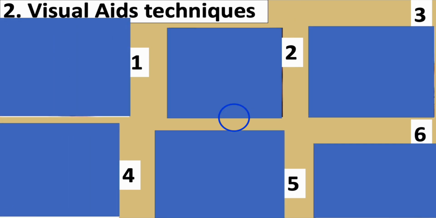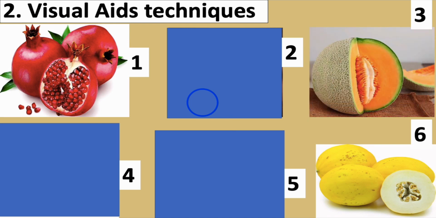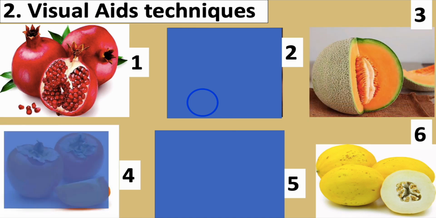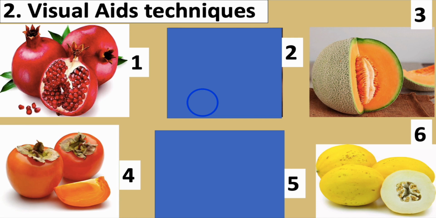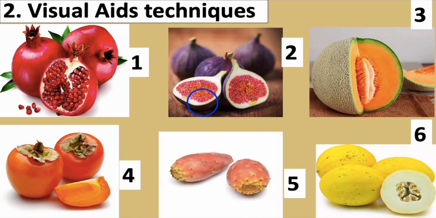Then you will start hiding pictures. Then you will ask the students, what is number 6, for example, or what is number 3, or what is number 4. The students need to tell you what is number 2. They need to tell you what is number 5. Also, this is a nice game that you can resort to.